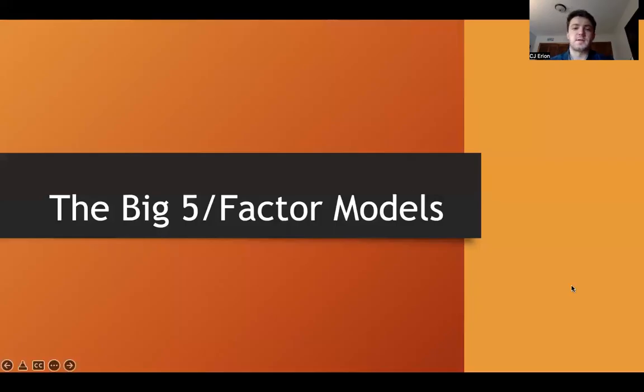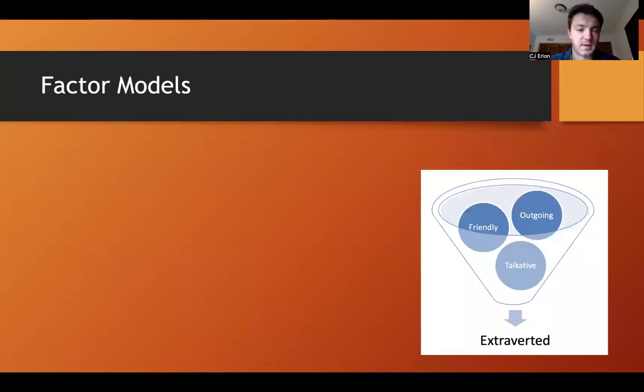All right, moving on to part two of this traits topic. Going to be talking about factor models in this video, specifically the big five. Make sure to keep following along with that activity.